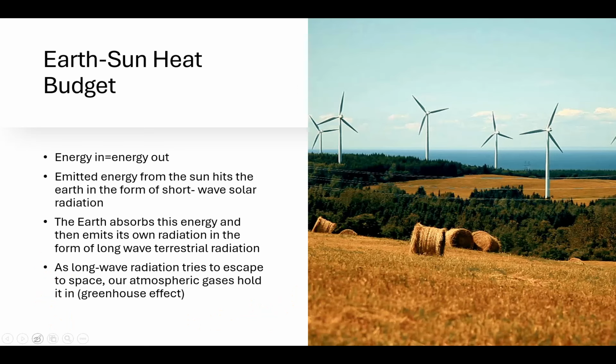And then finally, we're going to conclude today's training with a look at the Earth-Sun heat budget. Again, energy in equals energy out. That is going to keep our overall Earth temperature constant. Emitted energy from the sun is going to hit the Earth in the form of this shortwave solar radiation, which we've already extensively covered. The Earth is going to absorb this energy and then emit its own radiation in the form of that longwave terrestrial or Earth radiation at night. And as that longwave Earth radiation tries to escape back out to space, we have atmospheric gases which hold it in, and this is known as the greenhouse effect, which keeps our planet pretty habitable.